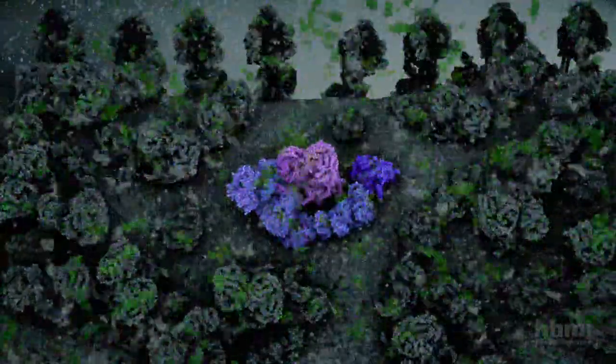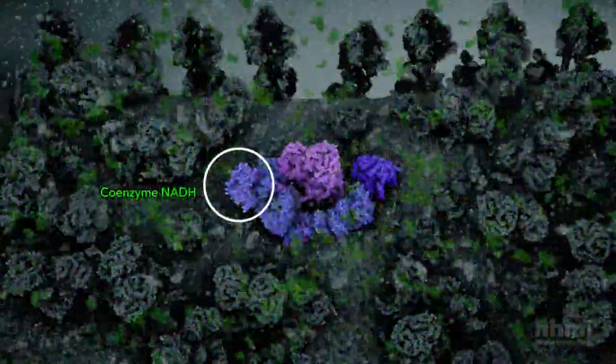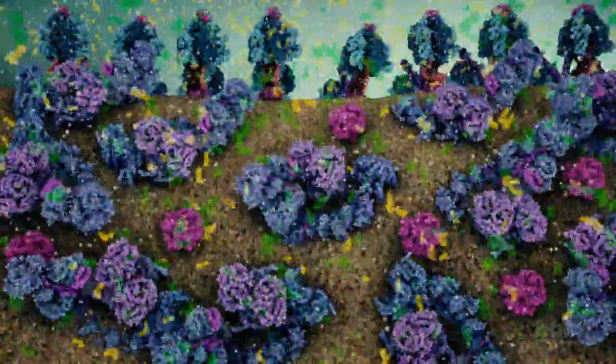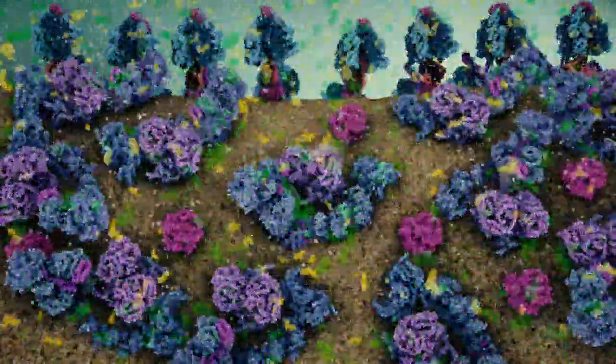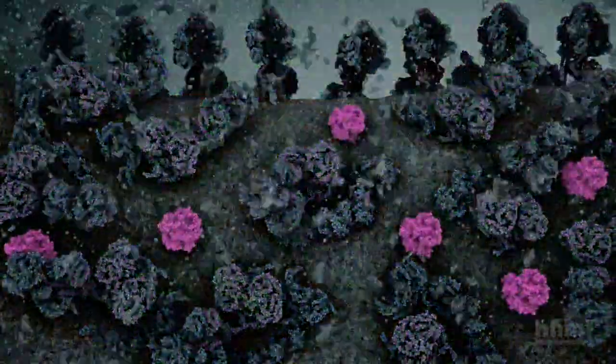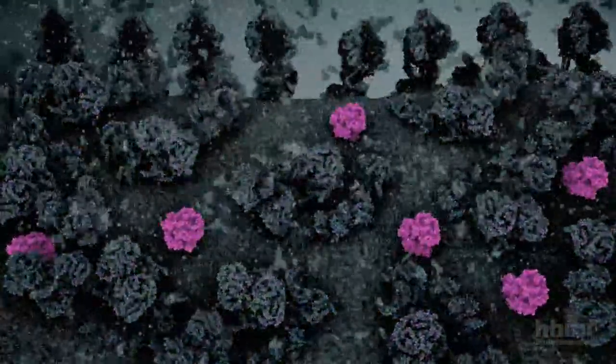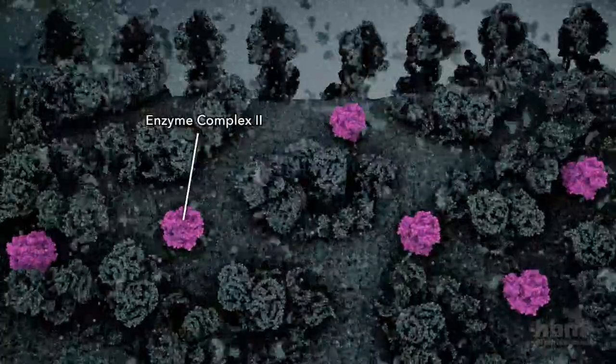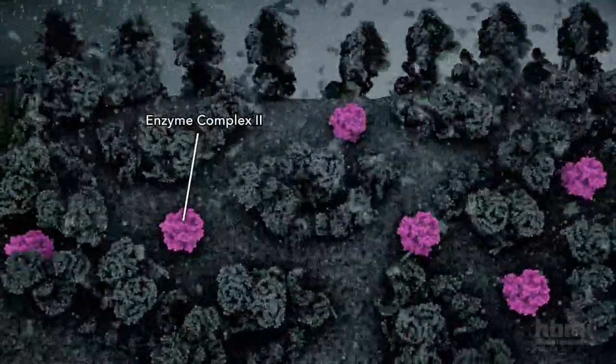The substrate providing electrons to enzyme complex 1 is coenzyme NADH, a product of the citric acid cycle. A second supply of electrons for the electron transport chain is from step 6 of the citric acid cycle, performed by enzyme complex 2.